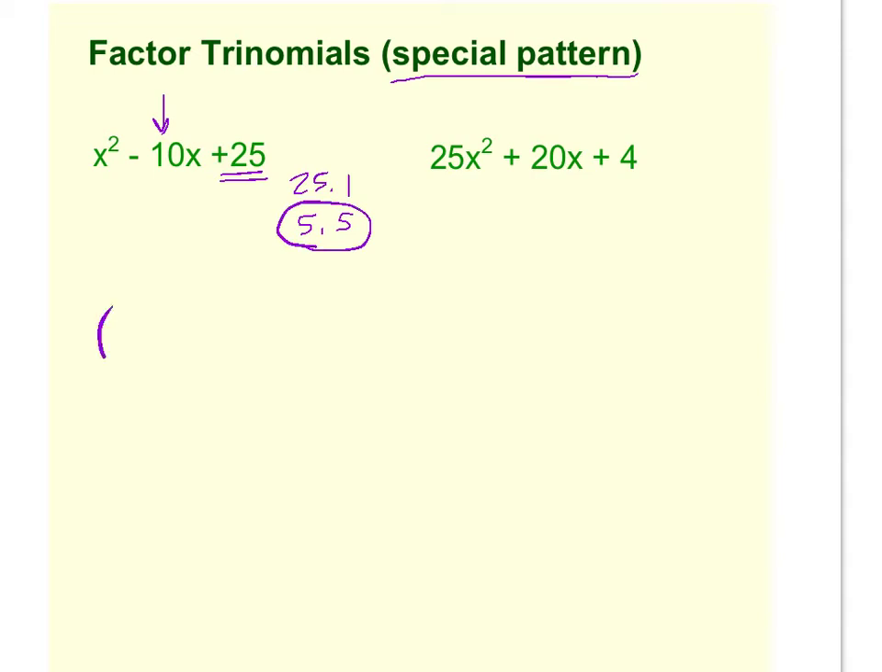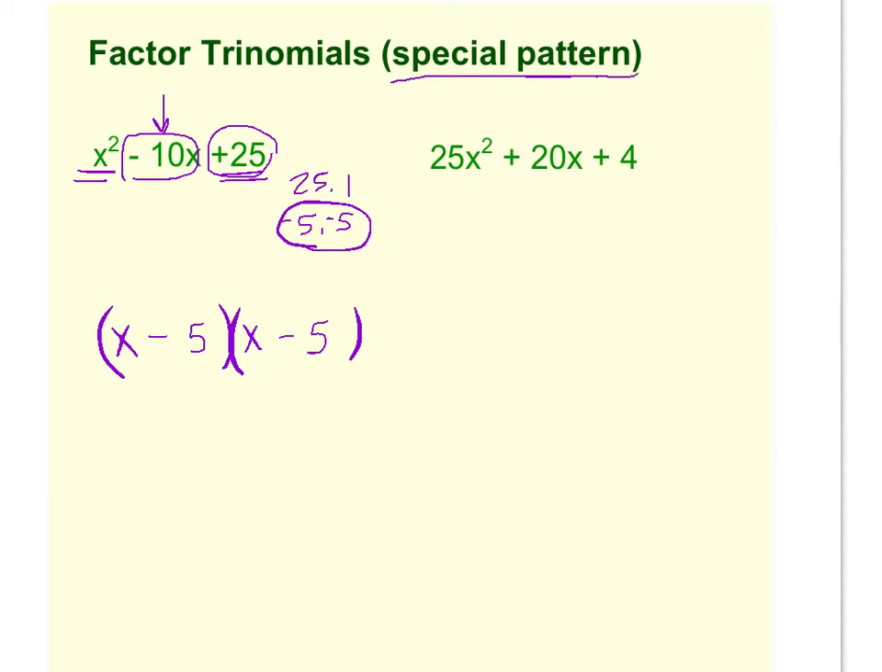So we can go ahead and go straight to our parentheses. You have an x and an x because it's just x squared. And then because this is a positive 25, that means that both factors are positive or both factors are negative. And which ones are going to add up to a negative 10? Those are going to be negative 5s. So x minus 5 and x minus 5.